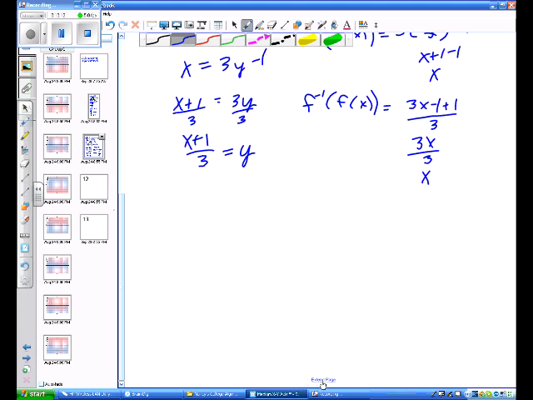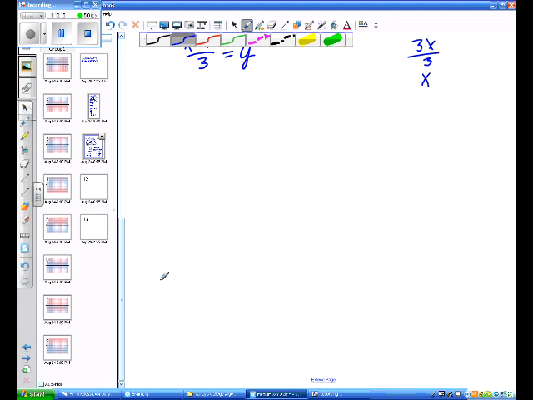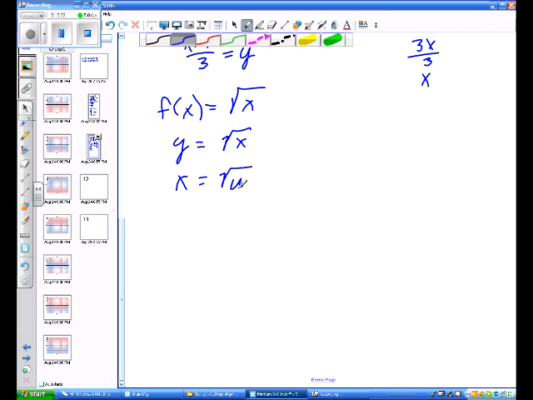Let's look at one more where we find it. Okay, f of x is equal to the square root of x. We're going to replace f of x with y. We're going to switch our x and y. Then we want to solve for y. Well, what we have to do is get rid of our radical, so we're going to square both sides. So y is equal to x squared, and that's our inverse. So f inverse x is equal to x squared.